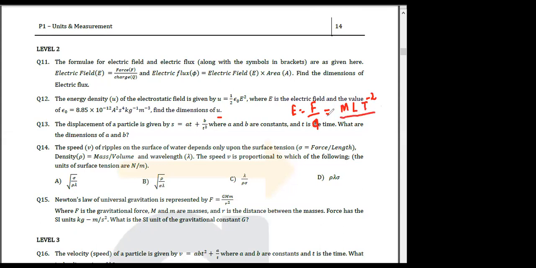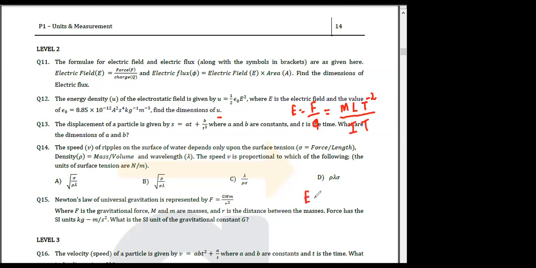And what is the unit of Q? Tell me. Q is IT. Yes or no? I into T, current into time, right? Current into time is Q. Anyone have any doubt in this? Raise your hand. Anyone have any doubt in this? No? Clear? Very good, Sampada.